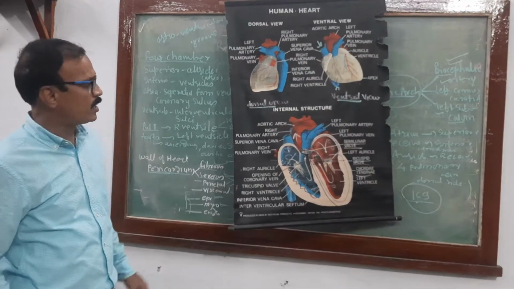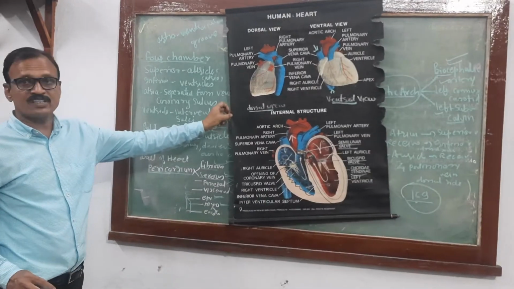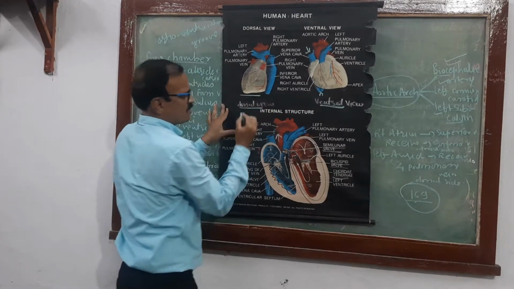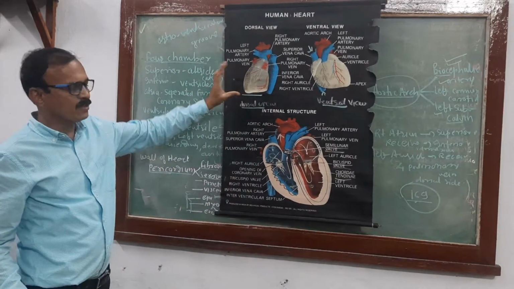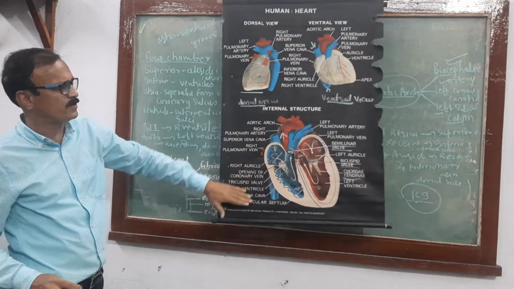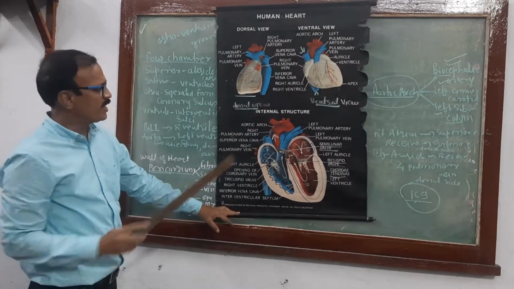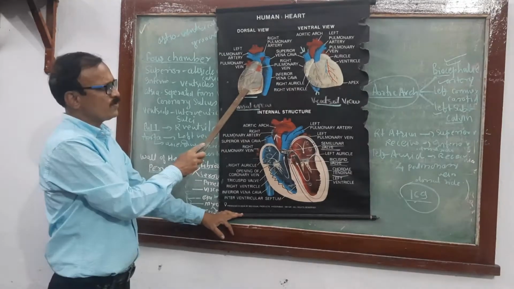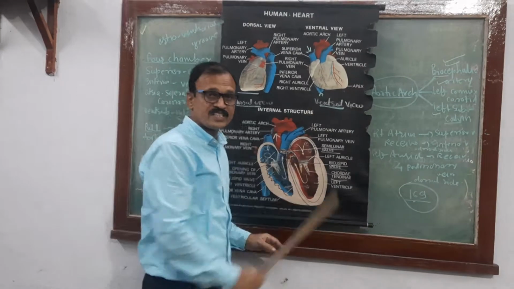What have you seen today? You have to see the structure of the human heart. You have seen the position and the wall, but today you have to see the structure. See the chart, please. This is the dorsal view and this is the ventral view. Dorsal view and ventral view are shown in the textbook, page number 169.